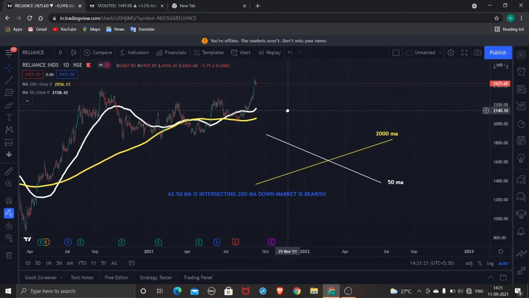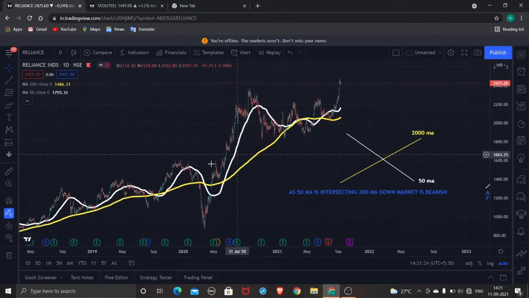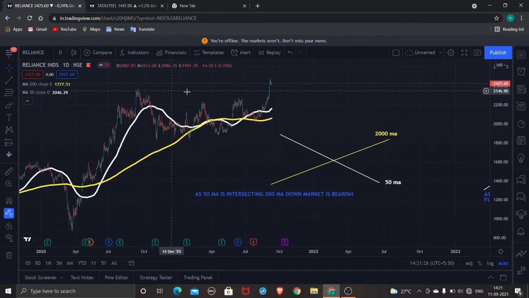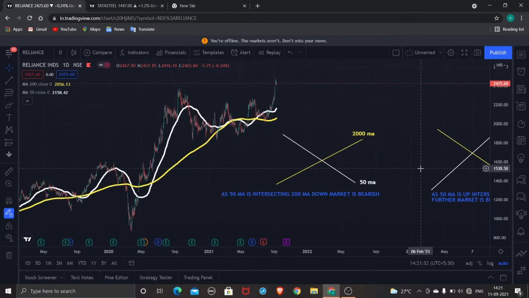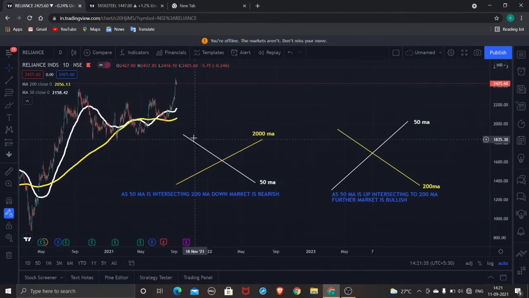This is a very useful strategy for a beginner, and a beginner must use this to find a trend and to take up a trade. In the previous video, we went through the concept of the 50 moving average and 200 moving average crossing strategy. We have gone through this one.